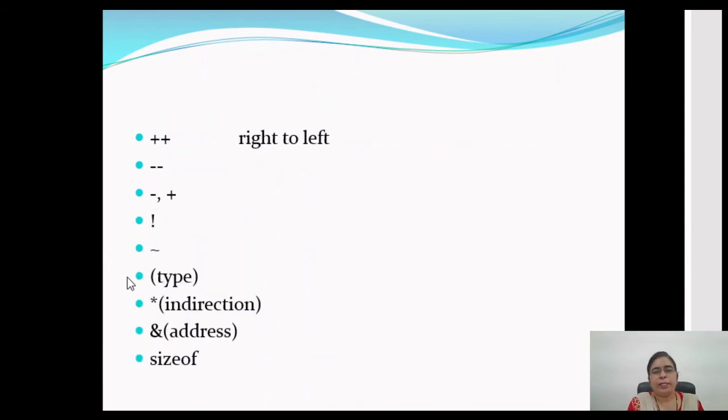The next set of operators is the increment operator, decrement operator, the unary minus and plus, the not operator, and the tilde operator. These are logical and bitwise not operators. The typecasting operator we will study later on. The indirection operator is related to the pointer concept, and then the sizeof operator. All these operators are of the same priority and they work from right to left. The associativity of these operators is from right to left.